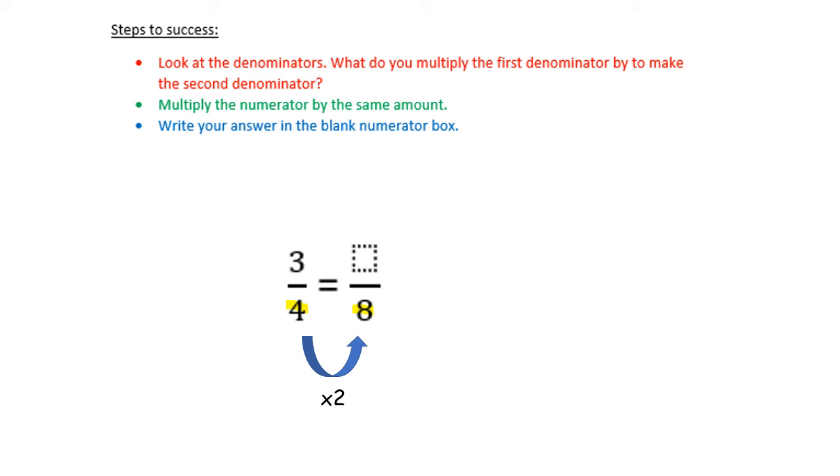Okay, so if we've times the denominators by 2, we need to do the same thing to the numerator. So then 3 times 2 is 6. Okay, and that's how you work that one out.